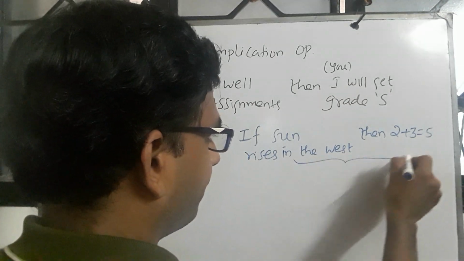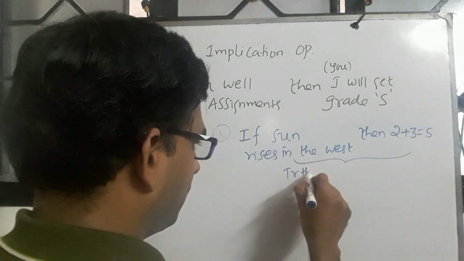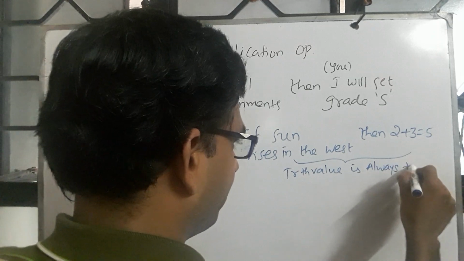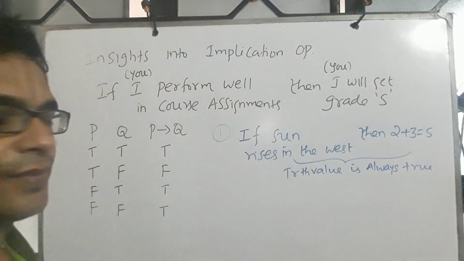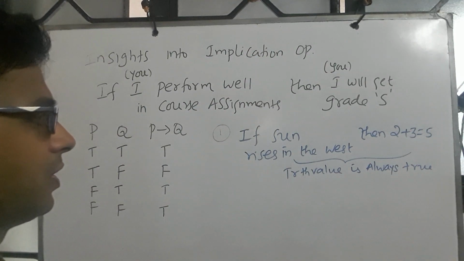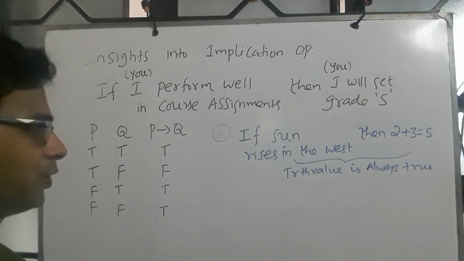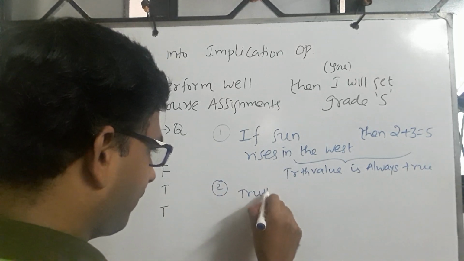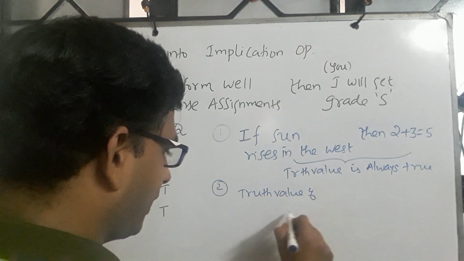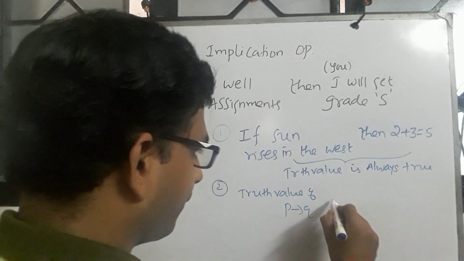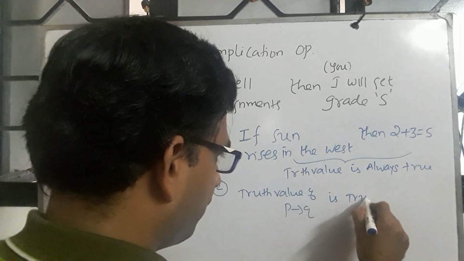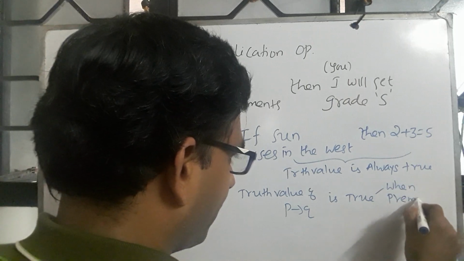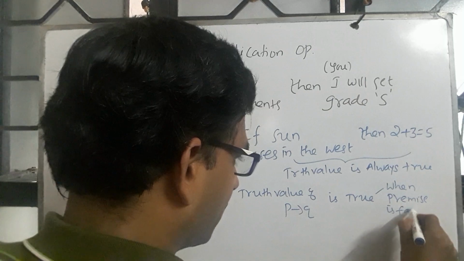So this statement, the truth value is always true. Fine. So there are two things. So truth value of P imply Q is true when premise is false.